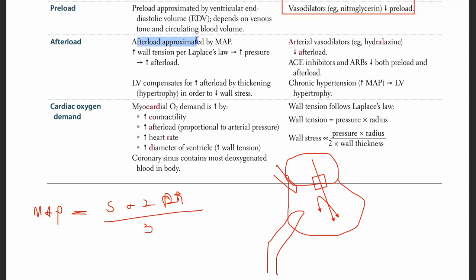So afterload is approximated by MAP, mean arterial pressure. Increase in wall tension per Laplace's law, increase in pressure, and increase in afterload. So the LV compensates for increase in afterload by thickening or hypertrophy in order to decrease wall stress. Okay.